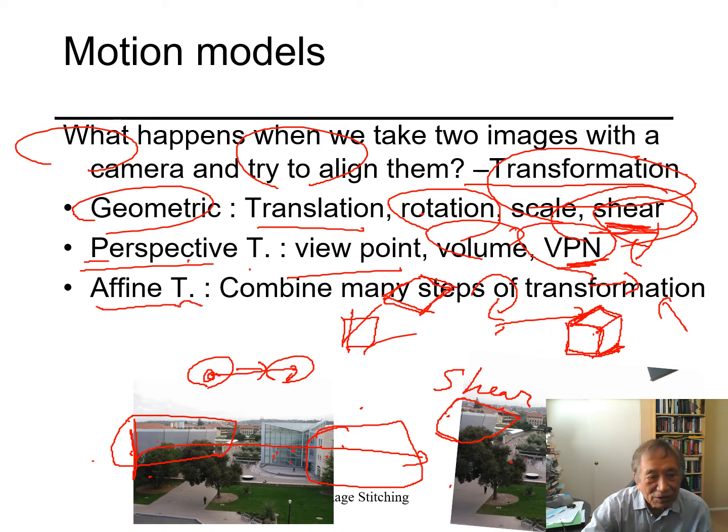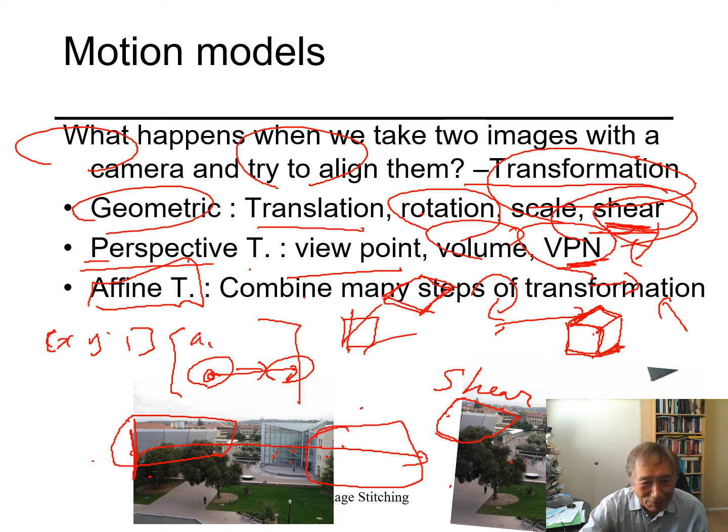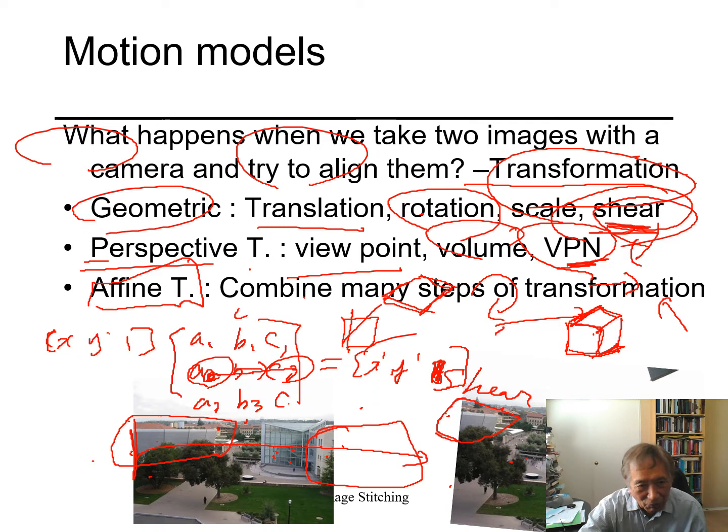And affine transformation combines many steps of transformation into one. So it usually depends. You can write x, y, and 1. Why this one? There's a reason for that. Then A1, B1, C1, A2, B2, C2, and A3, B3, C3, and you multiply this one with that, this one with that, and then you have the new X, Y, Z. So the X prime, Y prime, Z prime of the X, Y, Z. In 3 dimensions, you add one more, and this becomes 4 by 4.